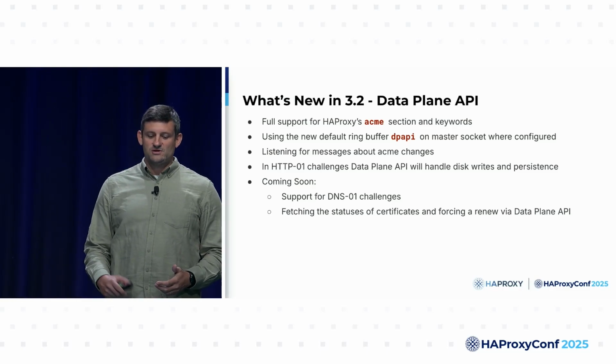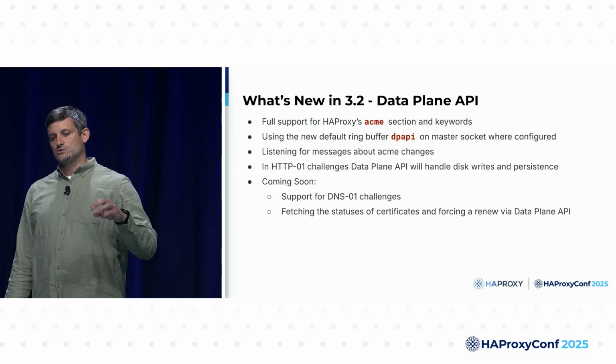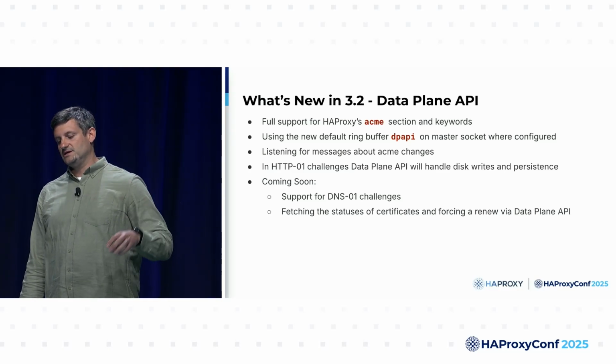Now, why is this important for us? As William mentioned, HAProxy cannot store the certs that it gets from ACME on disk. So we're running Data Plane API together with HAProxy. Data Plane will be listening for messages about ACME changes on that ring buffer. Once it gets the notification that HAProxy got a new certificate from the ACME provider, it will use get ssl crt on the runtime, pick up the certificate, and store it on disk. This is the current workflow for the HTTP challenge.